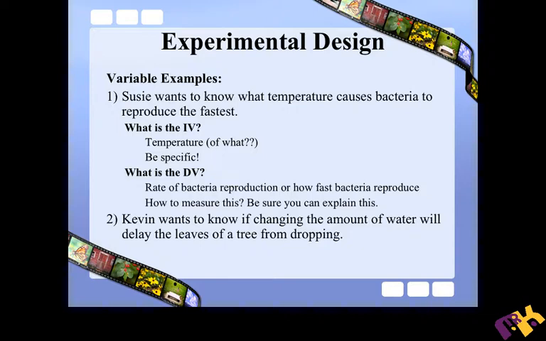Get a square plot marked out with rope or string or something, and then every day we check that plot, to see how many leaves are there, or remove the leaves that have fallen and come back and check it every day. Yeah, it's good.